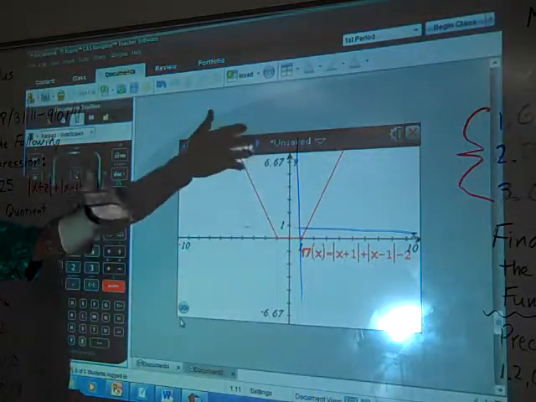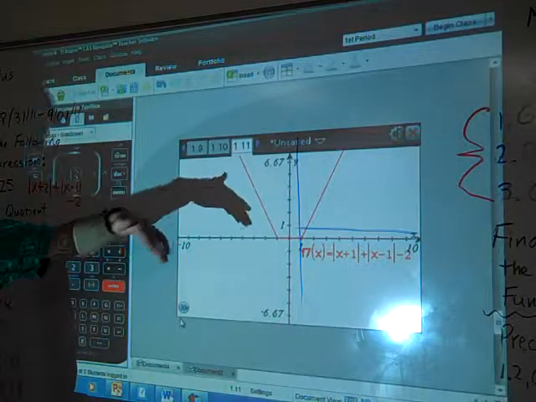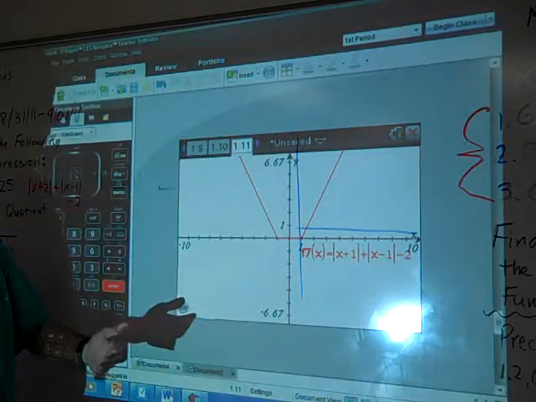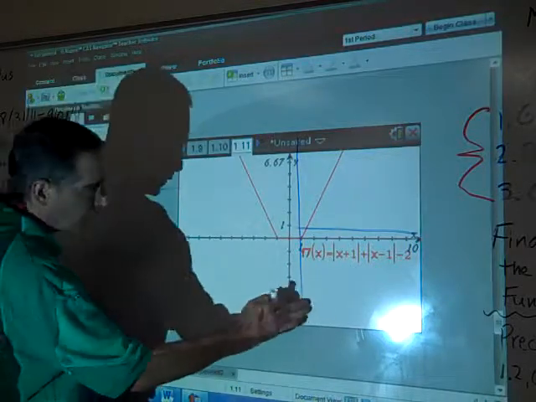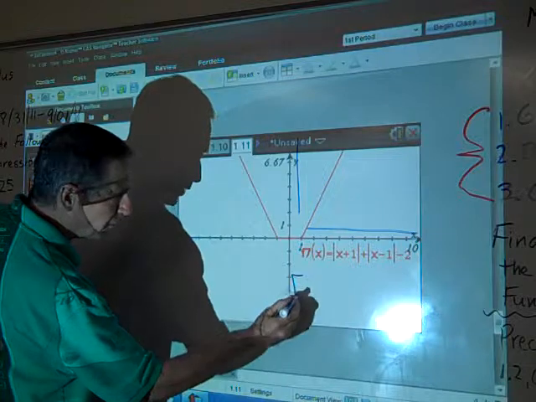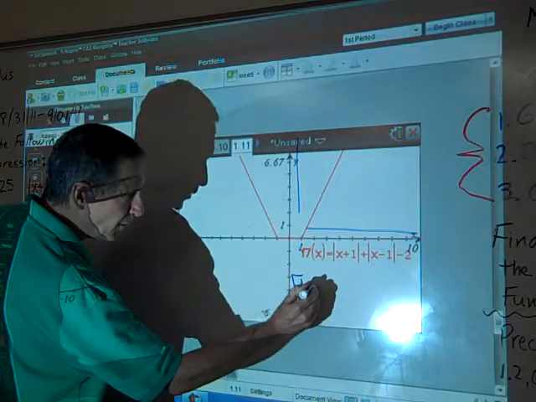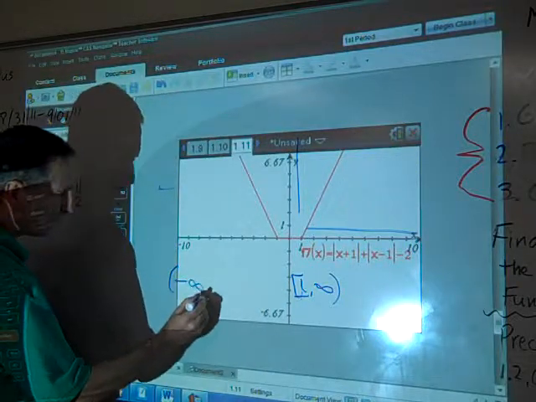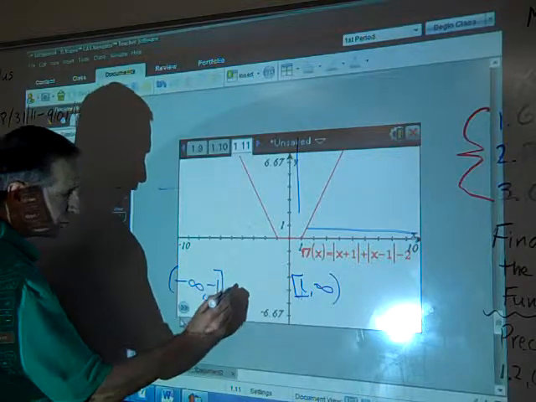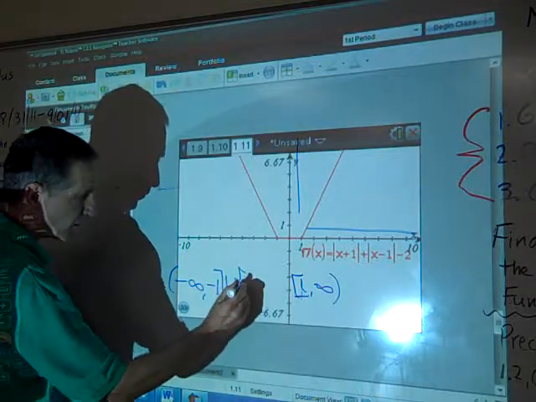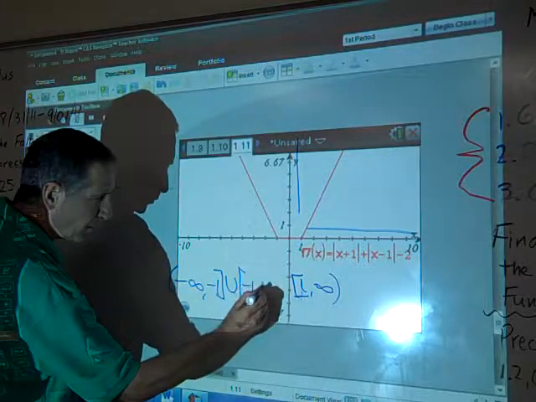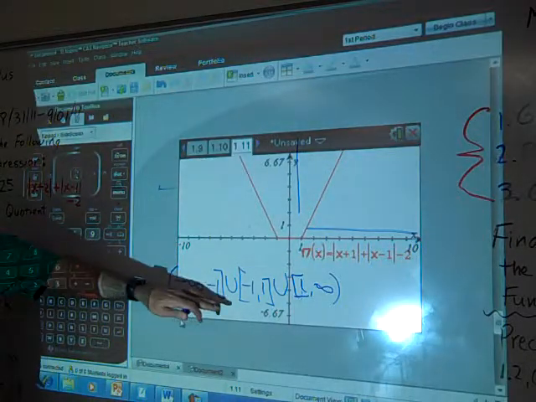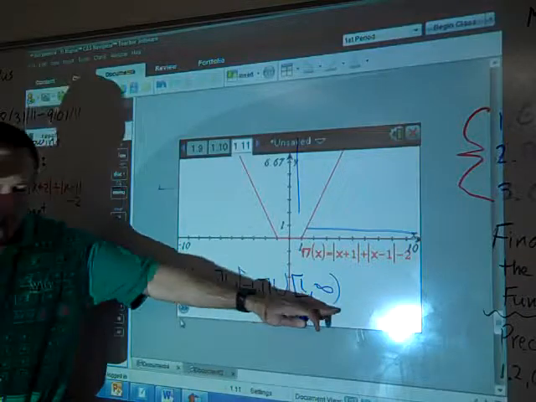Okay, ladies and gentlemen, settle down. This is the last one we're going to do. Where is it increasing, decreasing, neither? It increases from 1 to infinity. It decreases from negative infinity to negative 1. And then from negative 1 to 1 it's constant. So this tells you where it's decreasing, where it stays the same, and where it's increasing.